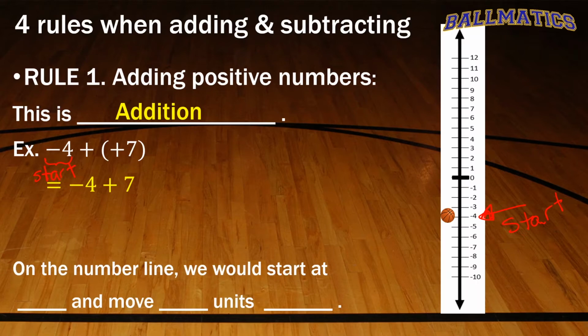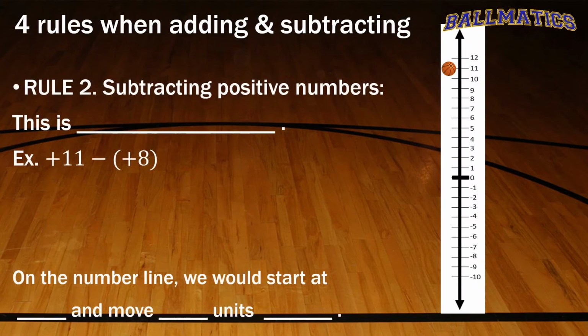And if I do this on a number line, we would really be moving up 7 units from -4, and that should take us to +3. So again, on the number line, we would start at -4, and then we move up 7 units. And if we try and do that, we would end up at +3, as we see with the basketball on the number line. Rule number 2, subtracting positive numbers.